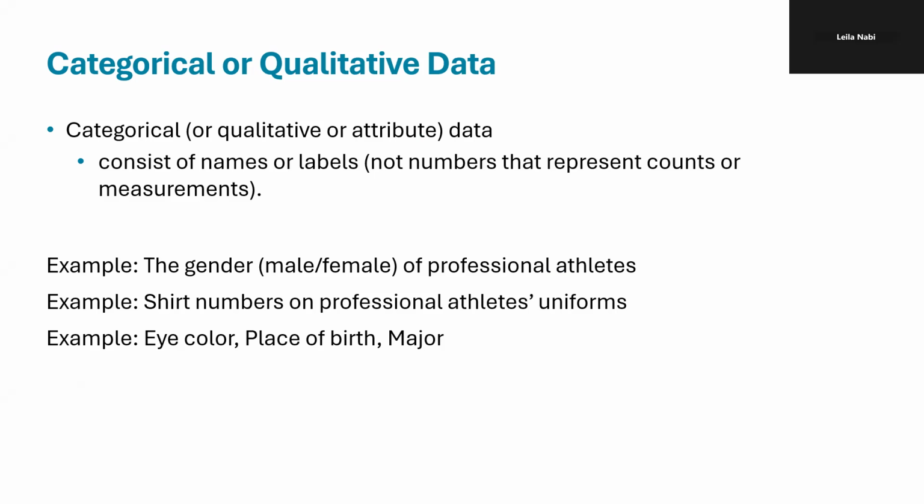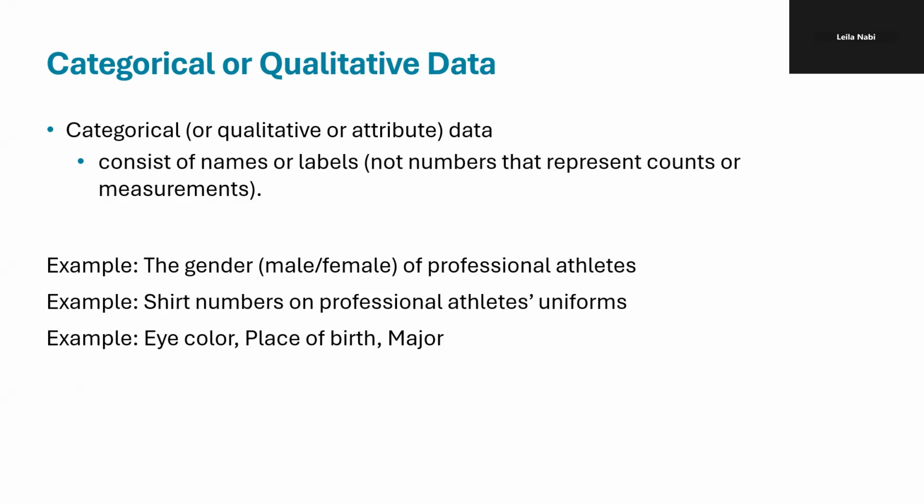Or we have a study about the eye color of people, the place of birth of people. So we just have the name of some color, name of some cities. The result that we get when we ask people about eye colors, we just have some names like brown, black, blue, green. We don't have a number as a result. Okay, so these are all called qualitative data.